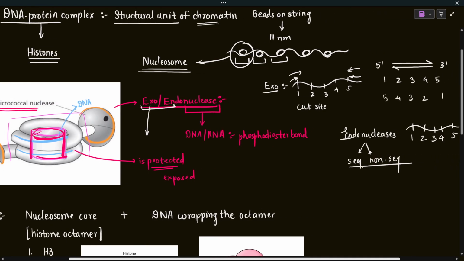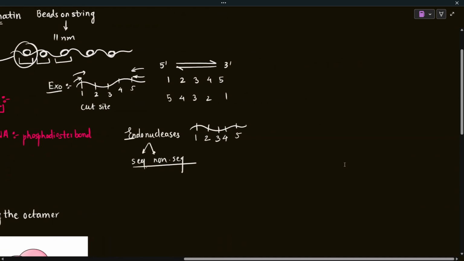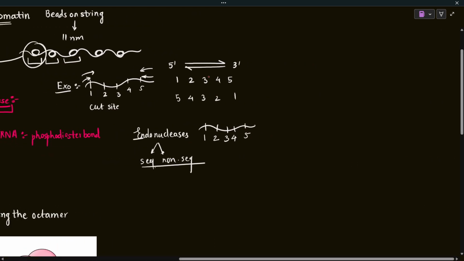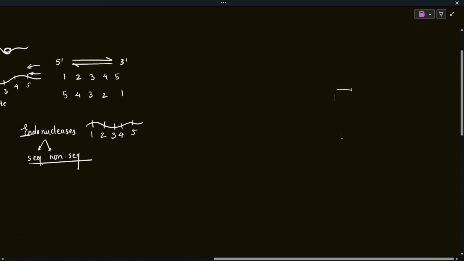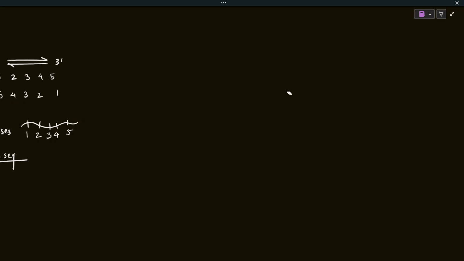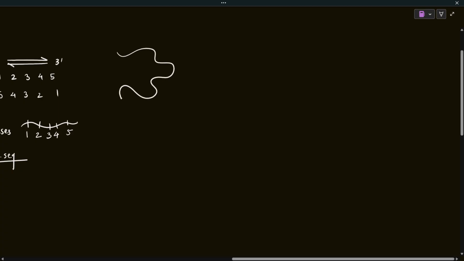Okay, so let's see how this helped scientists to discover that nucleosome might be the structural unit. And it is now a well established fact that nucleosome is the structural unit. So what happened was researchers separated out chromatin. So this is chromatin. Okay, so how will it look? It will look like this. So this is chromatin. And they treated chromatin with MNase.